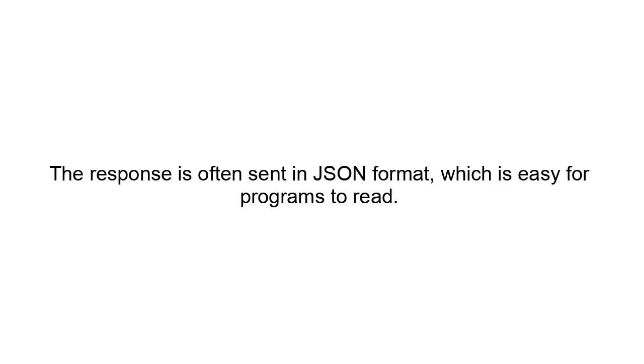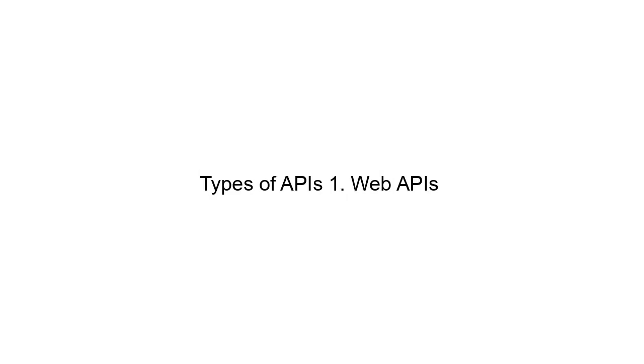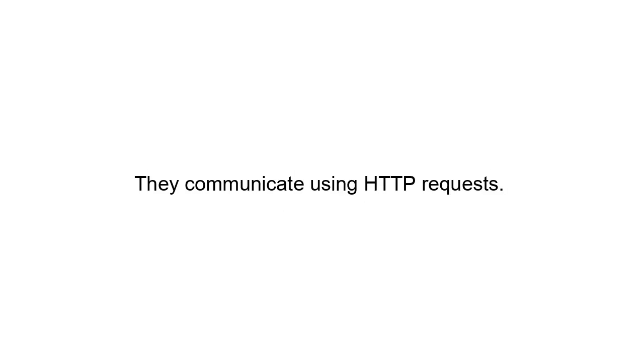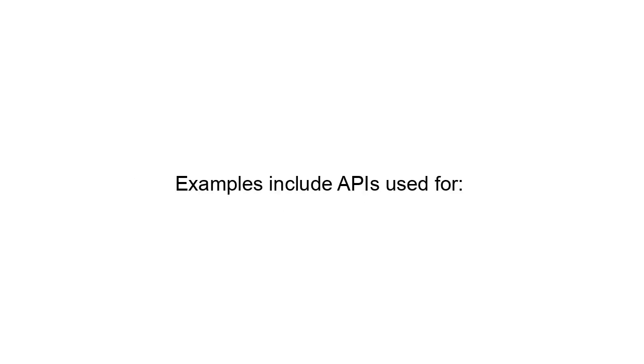Types of APIs. 1. Web APIs. These are the most common APIs used in web and mobile applications. They communicate using HTTP requests. Examples include APIs used for maps, weather data, payments, social media integration.